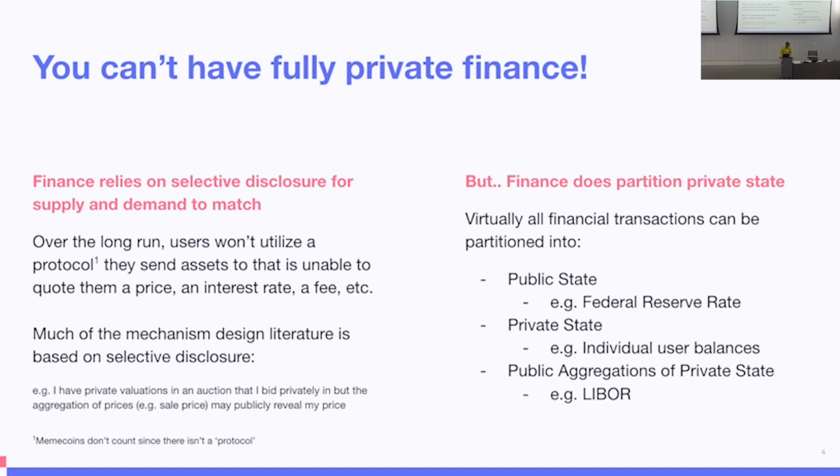But on the other hand, finance does partition private state. There's a sense in which all transactions, and I don't just mean blockchain transactions, I mean outside real-world, touch-grass transactions, can always be partitioned into three rough states. One is fully public state. This is a government telling you a tax rate or a reserve rate or a public price. One is private state: individual balances of banks and users and entities. And the final is things that are public aggregations of private state. So this is things like LIBOR. These are indices, these are CPI indices. These are things where the inputs themselves are not fully public, but the output is public. Some aggregation, some function that takes in those inputs.